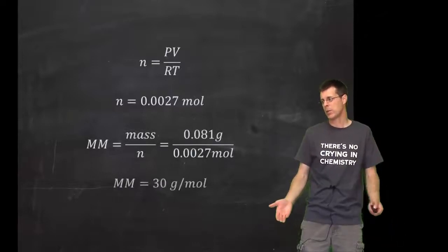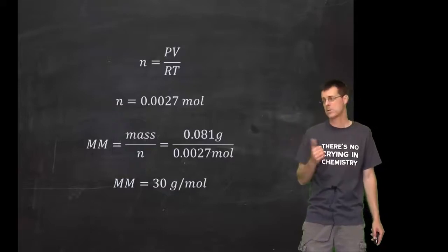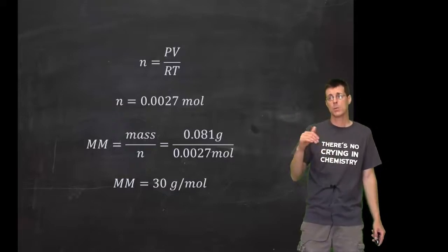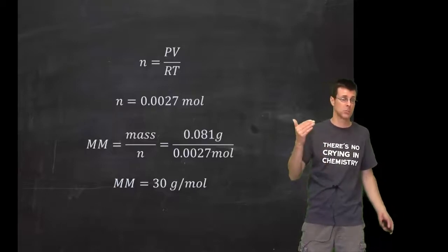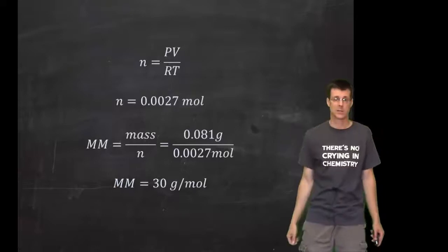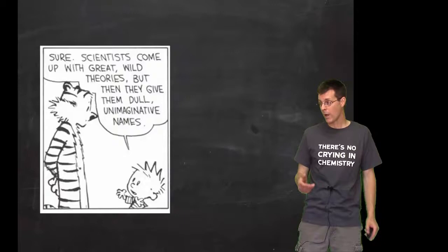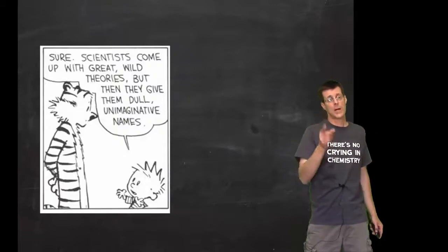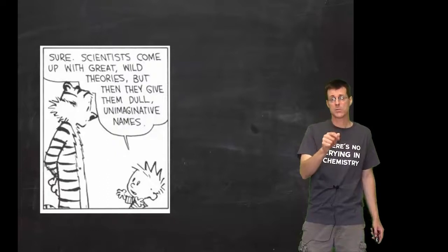And I end up with a number of moles of 0.0027 moles. Well, now I have a mass and I have a number of moles. So molar mass is grams per mole, grams over moles. So now I can calculate molar mass. When would I want to know the molar mass of something? Well, glad you asked. Remember the simplest formula, the molecular formula?